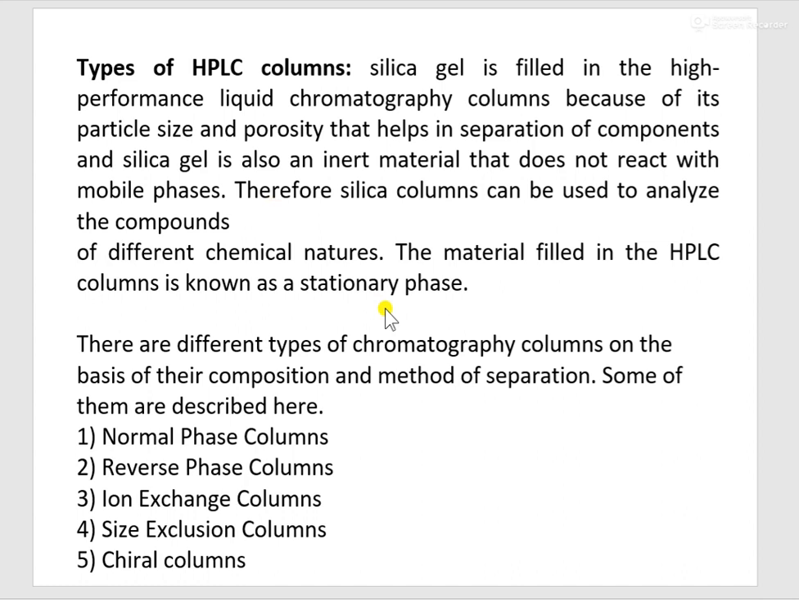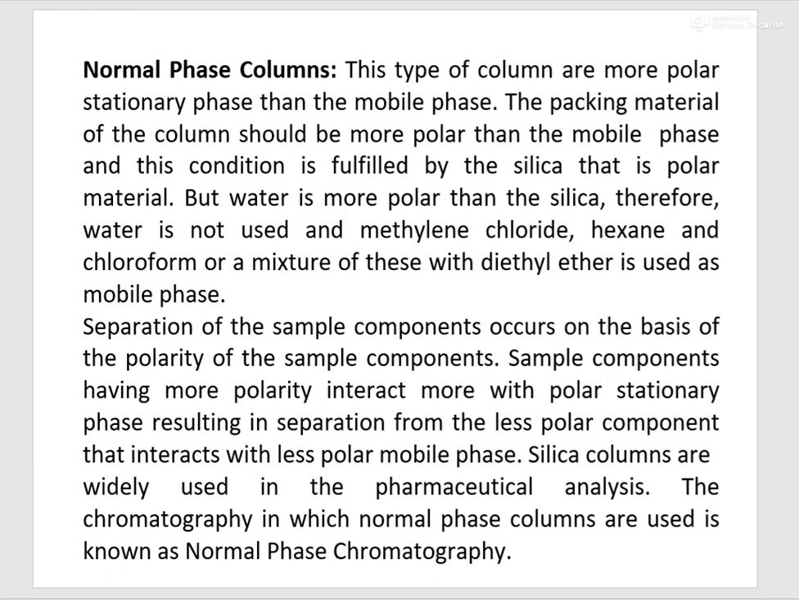The material filled in the HPLC column is known as the stationary phase. Depending upon the type of stationary phase, the columns can be classified as normal phase columns, reverse phase columns, ion exchange columns, size exclusion columns, and chiral columns. Let us see the different types of column one by one.